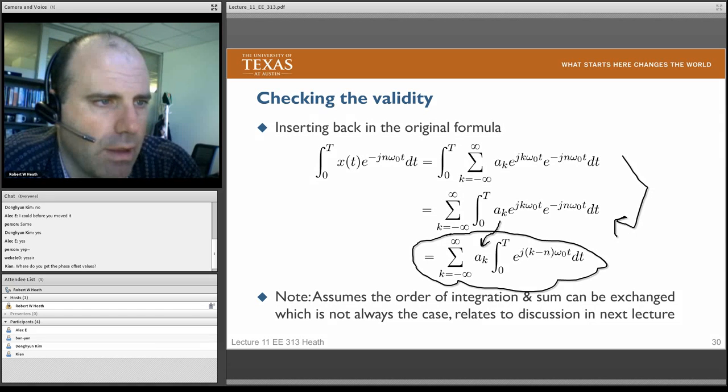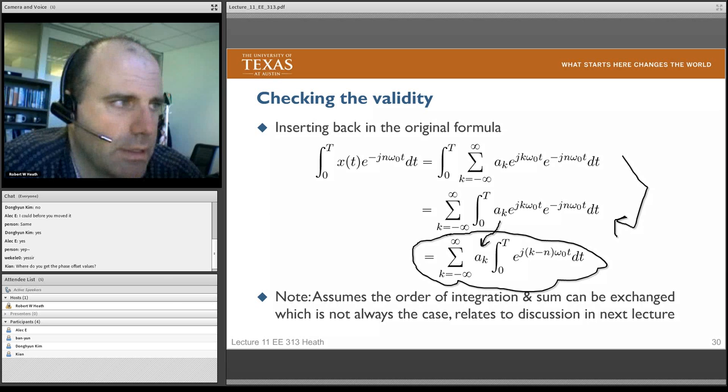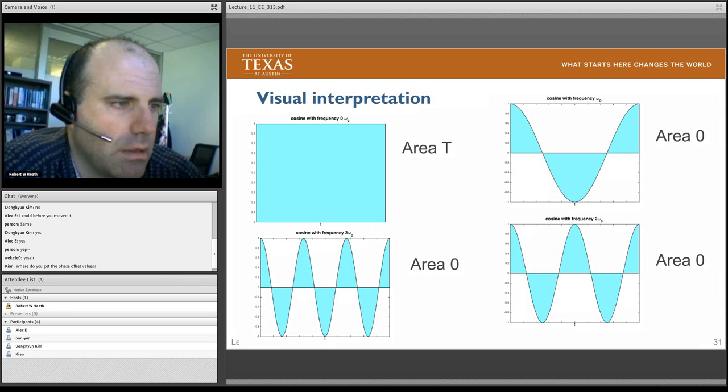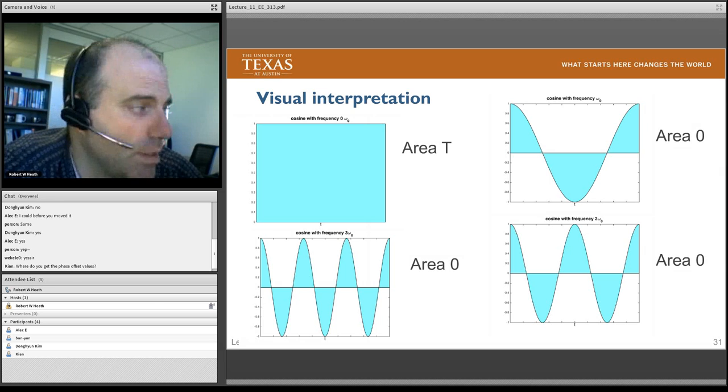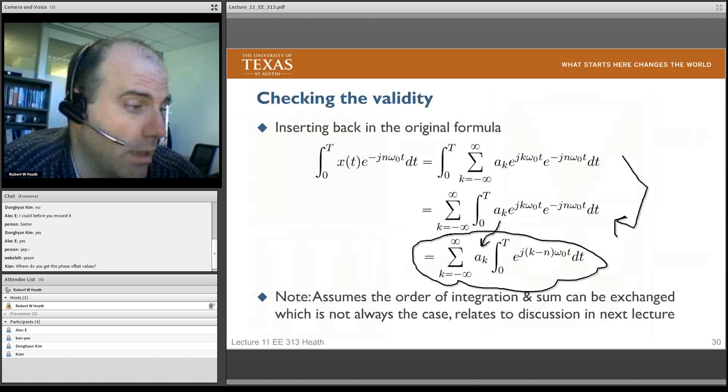But for now, the main thing to note is that this inner product here, when I plug back in the Fourier series, depends on this quantity right here. In particular, the integral from 0 to T of e to the j k minus n omega naught t. So now we have to say, what does that look like?